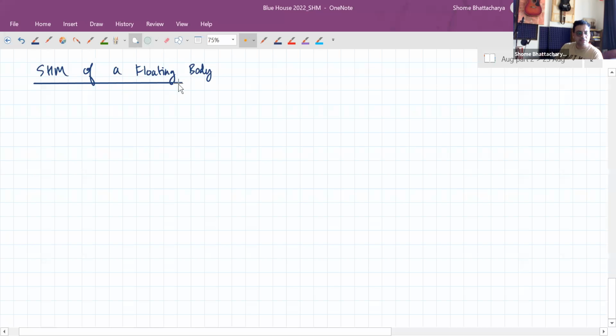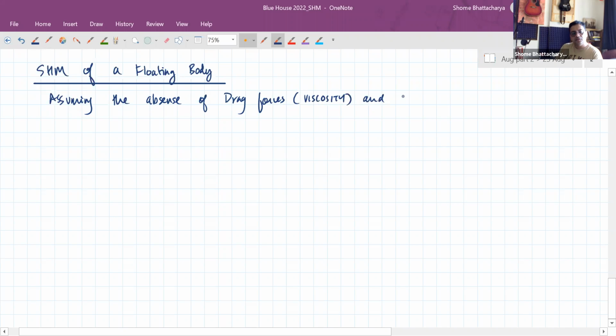So this proof that it's an SHM and the formula for time period and all, it is a bit conditional. It is an idealized situation. Practically, it's not going to be that. Practically, it's going to be a damped oscillation because there is a non-conservative force of surface tension and viscosity and all that involved. So this is assuming the absence of drag forces, that is viscosity and surface tension.